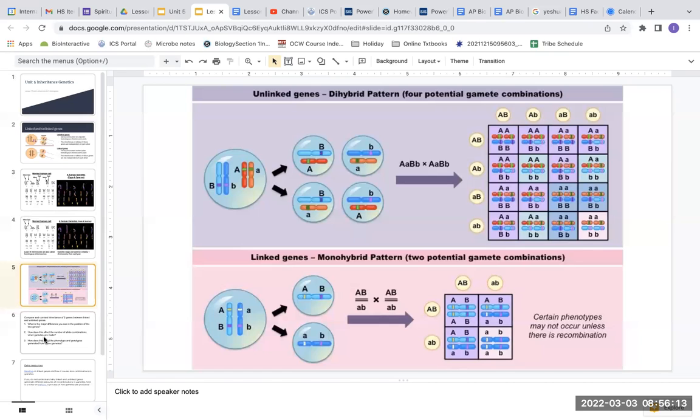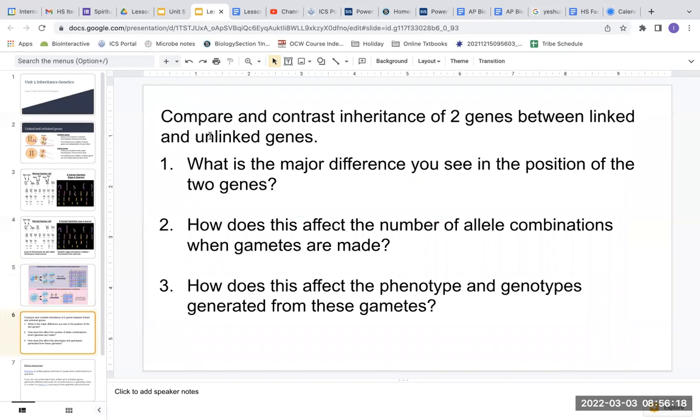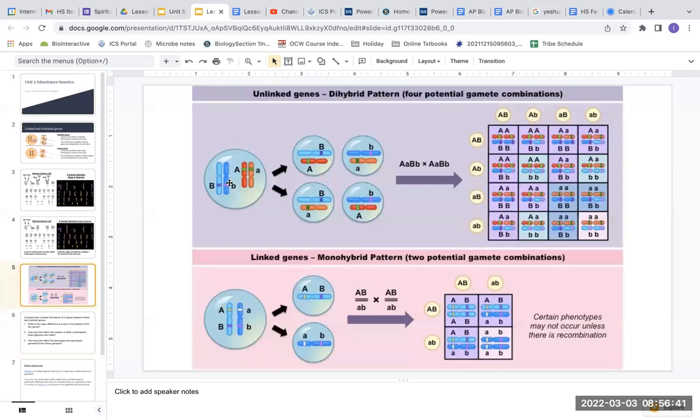Okay, based on the information and understanding that I've just given, can you please answer these questions in your notes? Compare and contrast inheritance of two genes from linked and unlinked, and then tell me the major difference you see in the position of the two genes. How does this affect the number of allele combinations when gametes are made? And how does this affect the phenotype and the genotype being generated from the gametes? So look at the diagram carefully. You have this in your notes as well, so you can zoom in to have a look at it. Pause the video and do that.